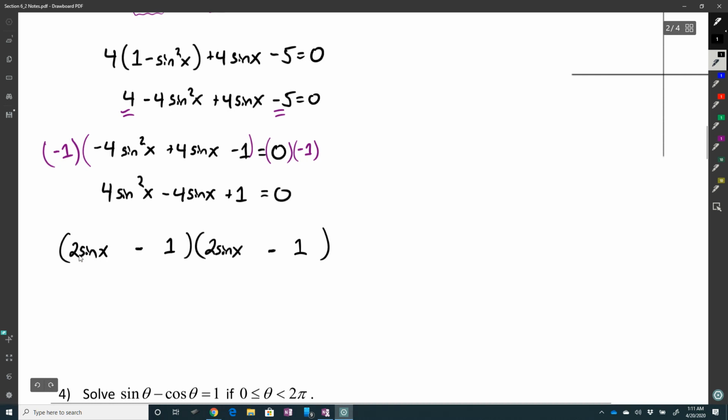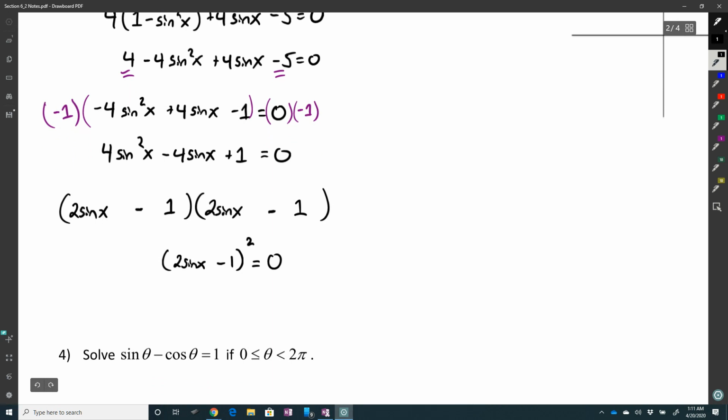And so if you look it up, 2 sine x times 2 sine x is 4 sine squared x, minus 2 is -4, plus 1. And so this works out. So notice that this is the same thing. If this was a college algebra class, we would go into multiplicity. But for now, no multiplicity. We're just trying to find the answers. So we have 2 sine x minus 1 squared equals 0.